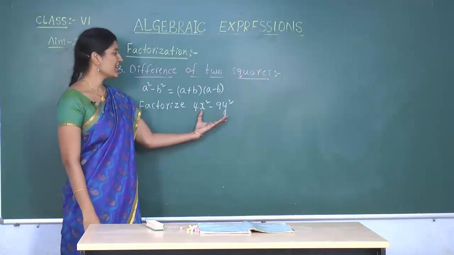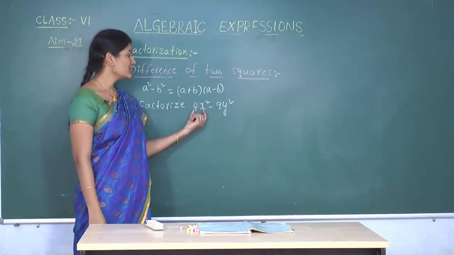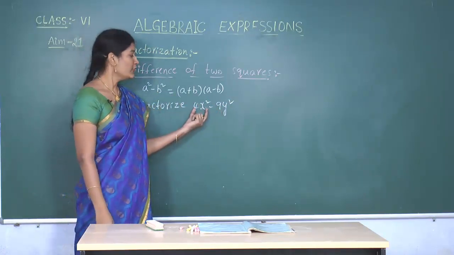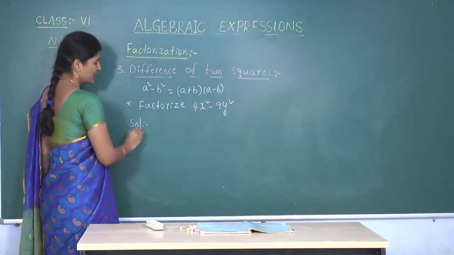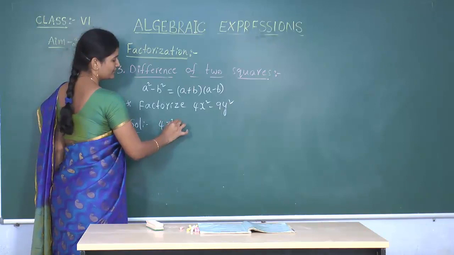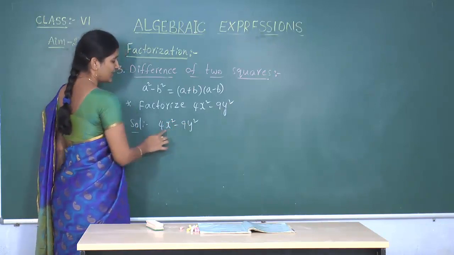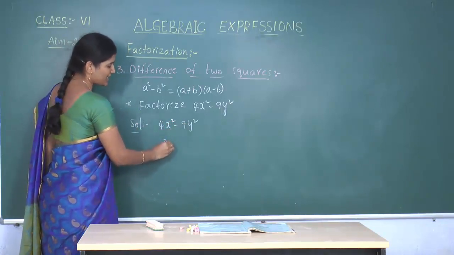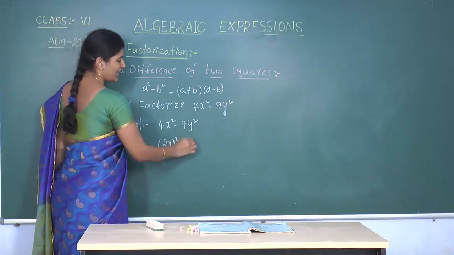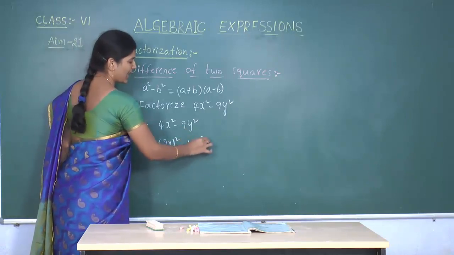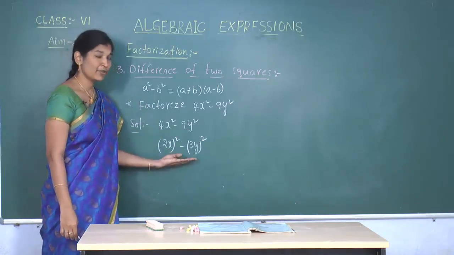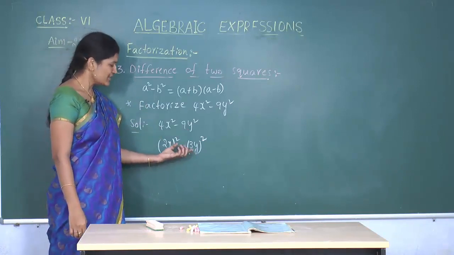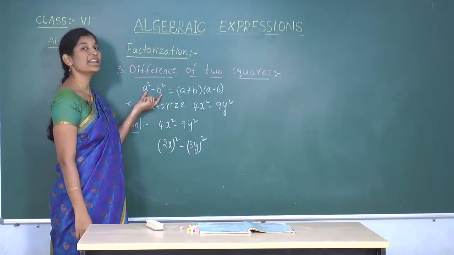Here my algebraic expression contains two squares. Now 4x square I can represent as, let me note down the question again, 4x square we can represent as 2x whole square, and 9y square we can represent as 3y whole square. If you observe this expression, simply it is in the form of a square minus b square.